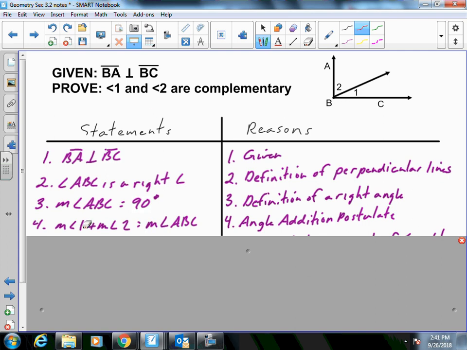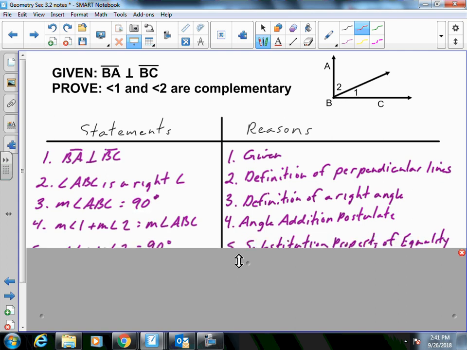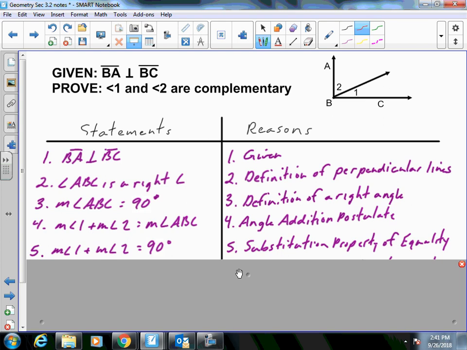which at this point we know that 1 and 2 added together equals the measure of angle ABC. And step 3 tells us what about the measure of angle ABC? Tells us that that measure is 90 degrees, right? So I can replace the measure of angle ABC with 90 degrees. And when I do that, well, what property is that if I'm replacing one thing with something it's equal to? Substitution property. So now I've got the measure of angle 1 plus the measure of angle 2 equals 90 degrees by the substitution property of equality.